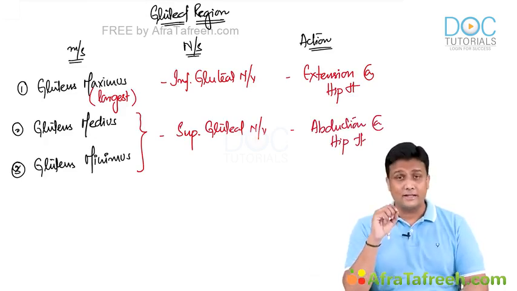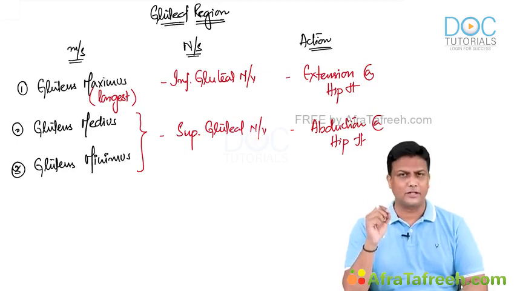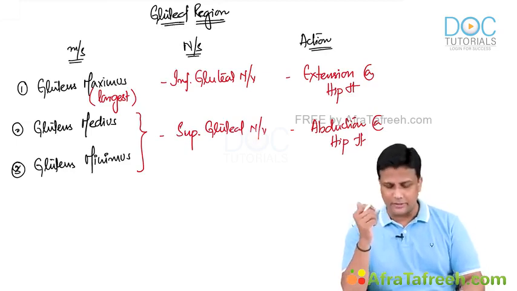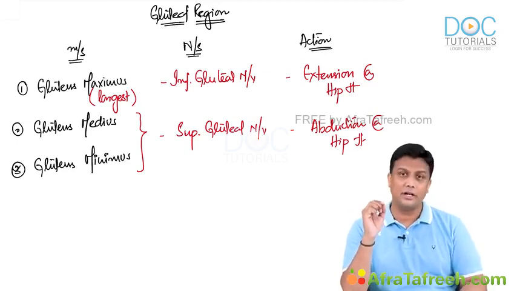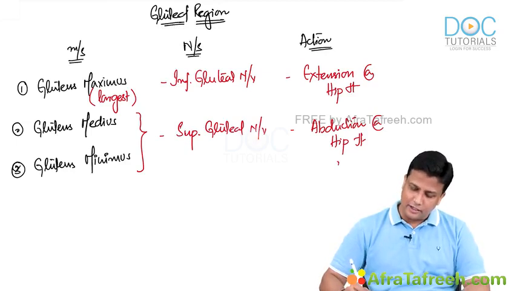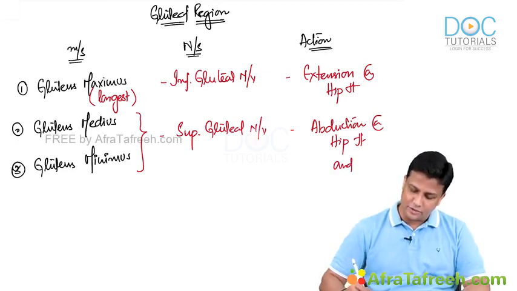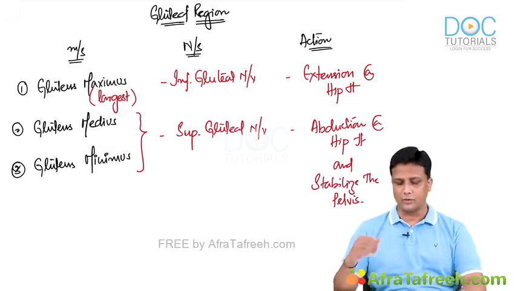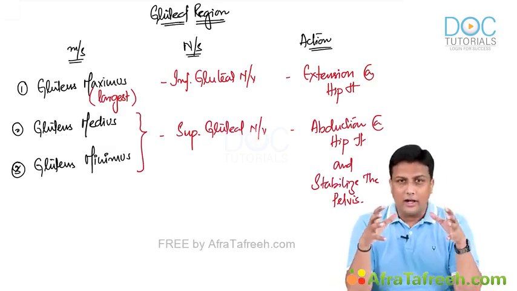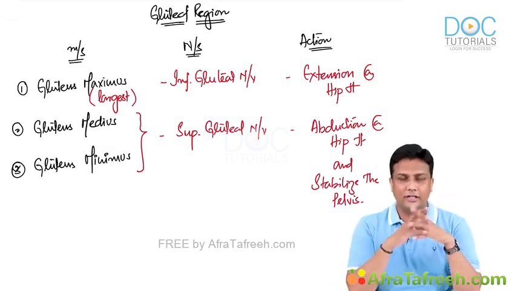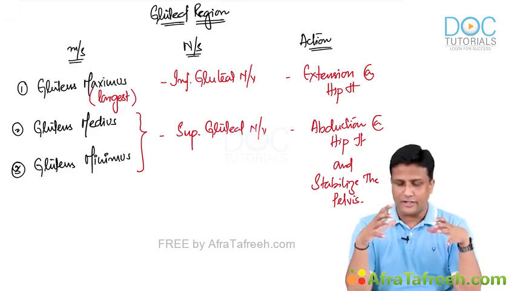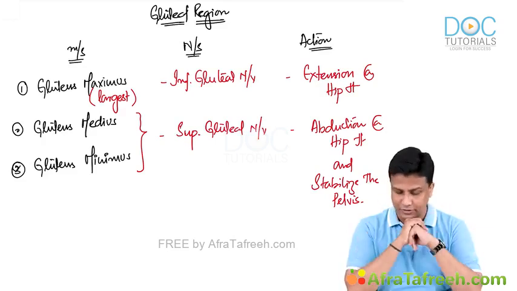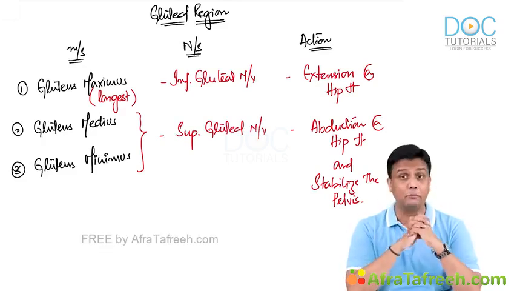I want all of you to please concentrate and remember about the abduction. There is medial rotation also they'll be helping in, but mainly abduction at the hip joint. And not only abduction at the hip joint, they will also stabilize the pelvis while walking. So gluteus medius and minimus are not allowing the pelvis to fall on either side, right or left side. So that is the reason why these two muscles are extremely important.